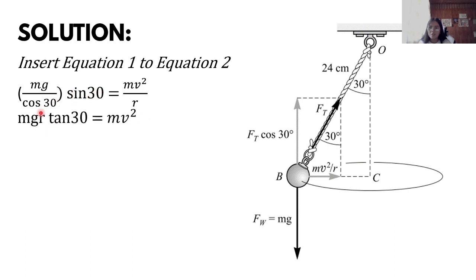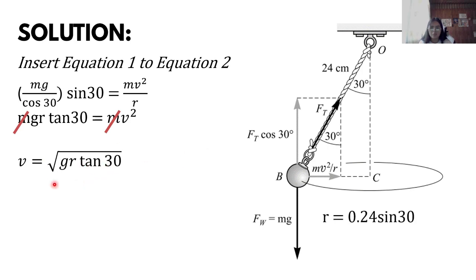So, sine 30 over cosine 30 is tangent 30. Yung r cross multiply, kaya naging mgr is equal to mv squared. And then, cancel mass both sides. Since common siya, magka-cancel lang yan. So, we have velocity is equal to square root of g r tangent 30 degrees. So, ang gravity, 9.81. Ang radius natin, we have here, 0.24 sine 30.